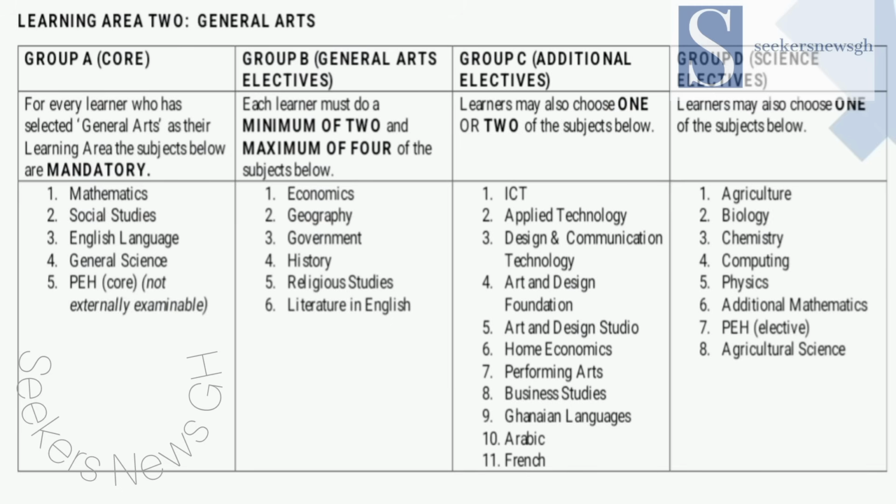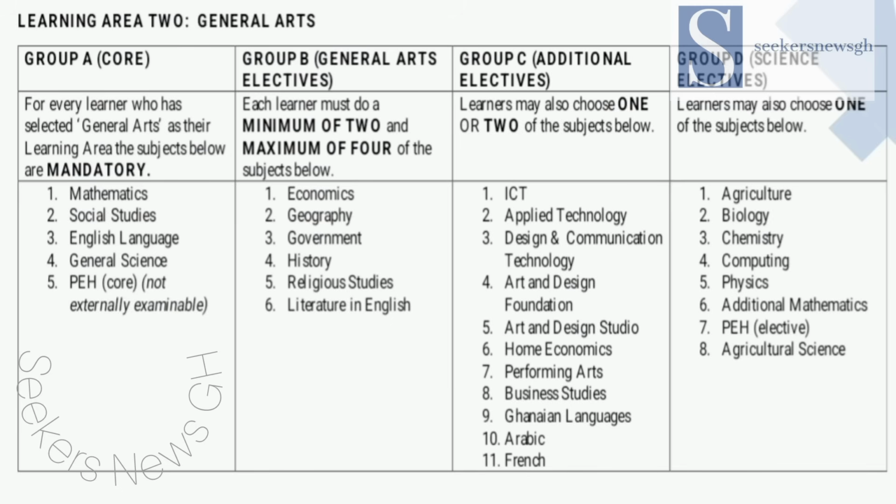Now let's look at the general arts. So if the child is doing general arts, the child will do mathematics, social studies, English language, general science, then PEH. So these are the 4 cores for them. Then group B, the learner will now choose 2 or 4 from here. You can choose a maximum of 5 extra in addition to the 4 core. So here, if you are doing general art, we have economics, geography, government, history, religious studies, literature, and English.